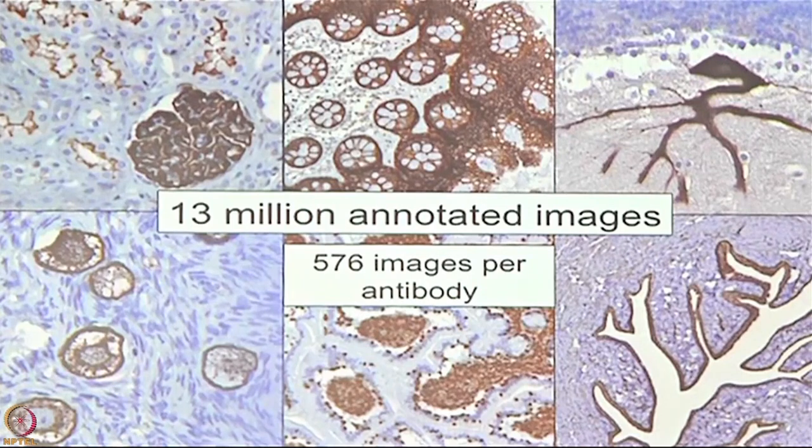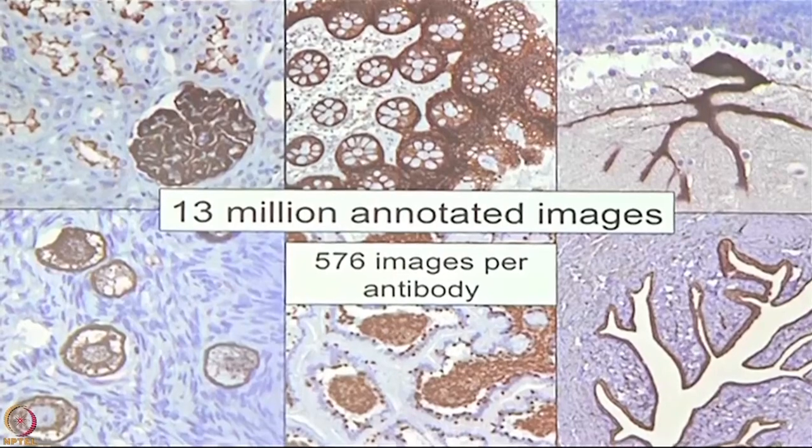We looked at 13 million images over a period of 7 to 7.5 years. It's the largest effort in human history. And every image on the atlas has been annotated by an Indian surgical pathologist. There are about 20,000 genes, as you well know, and the aim of the Protein Atlas project was to produce one antibody for each one of them.